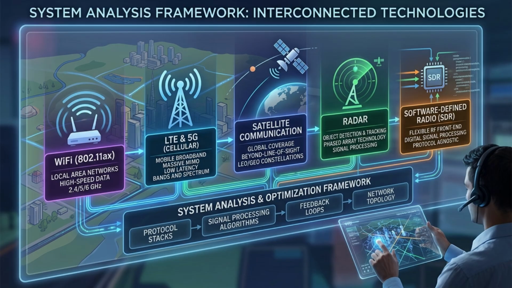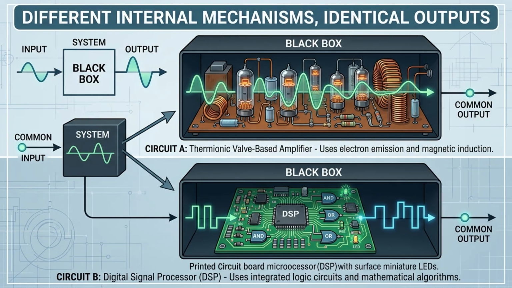At the system level, modern technologies such as Wi-Fi, LTE, 5G, radar, satellite communication, and software-defined radio are all built from interconnected systems working together. System analysis provides the framework that makes these technologies possible. The basic input-output description of a system is extremely useful, but it does not always reveal what happens internally. Two completely different circuits may produce the same output for a given input while using entirely different physical mechanisms inside.